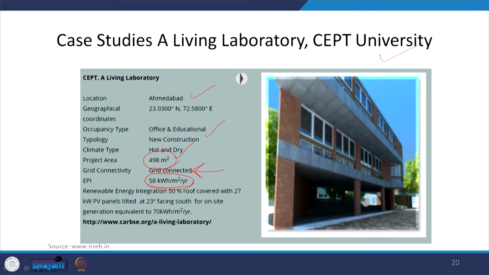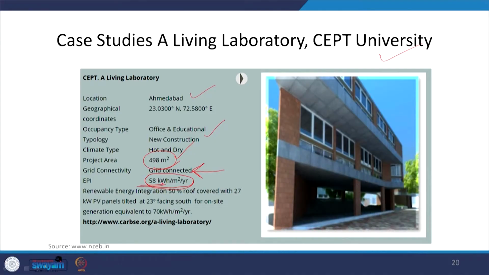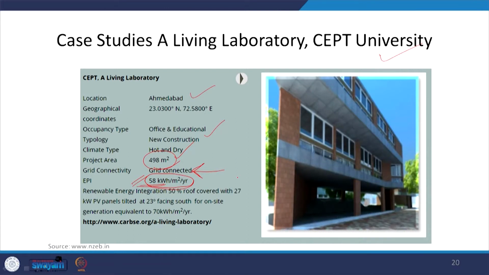So, if you remember the numbers when we were talking about the standard buildings in India, we saw that air conditioned buildings have an EPI as high as 250 kilowatt hour per meter square per year. That was the average. This is a substantially low number. This is a very low EPI. The moment we have a low EPI, it implies that the amount of renewable energy which needs to be generated on site is also less.